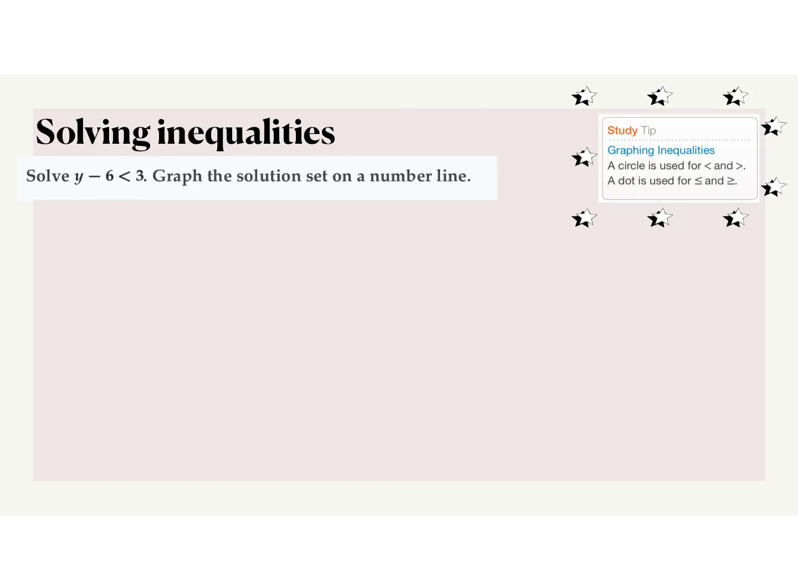So, solving inequalities. They're asking us to solve y minus 6 is less than 3, and to graph the solution set on a number line. So, some study tips in the right corner. Graphing inequalities, you use a circle. It's used for greater than or less than. And a dot is used for less than or equal to or greater than or equal to. Remember, inequalities that have greater than or less than use an open circle, and a dot or closed circle is used for greater than or equal to or less than or equal to.